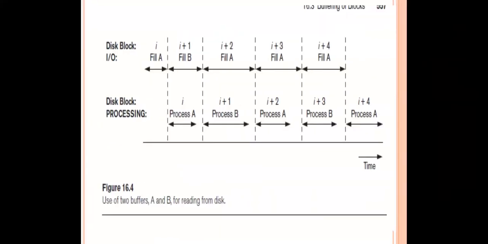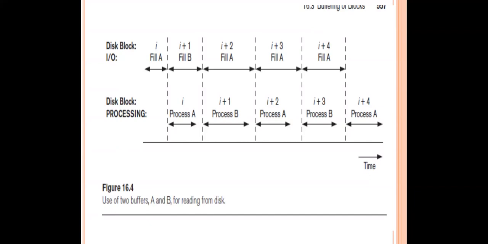Here it shows the disk blocks, input output, fill A, fill B. So the number of instructions executed, in seconds. Say if you take the I value, I is the second, the time it takes to execute a particular process. During the first second, the A value is stored. In the second, I plus one, the value of B is loaded. And in the third second, fill A is happening. The disk blocks are processed: it processes A, then B, then A, again B. So this is the use of two buffers, A and B, for reading the disk.